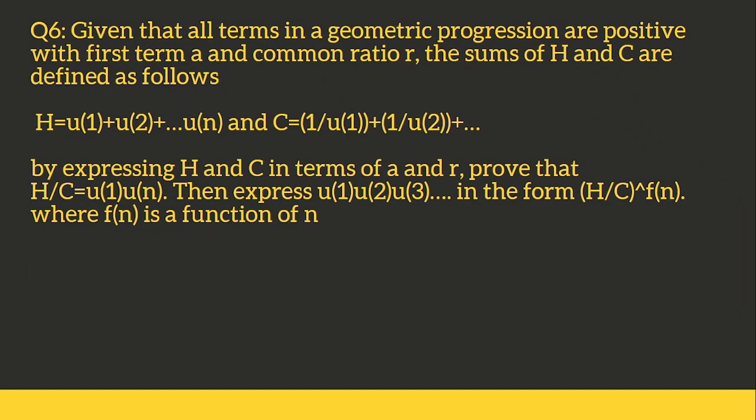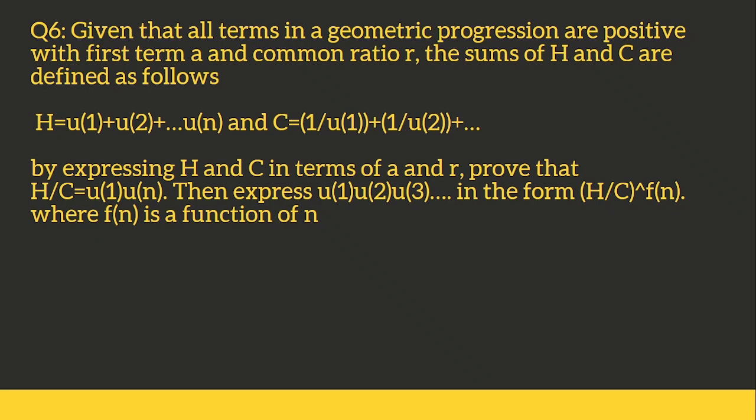This next question is quite interesting. So given that u1, u2, up to un are terms in a geometric progression with first term a and common ratio r, the sums H and C are defined as follows. H is u1 plus u2 all the way to plus un. Then C is 1 over u1 plus 1 over u2 and so on. By expressing H and C in terms of a and r, show that H divided by C is u1 times un, then express u1 times u2 times u3 and so on in the form of (H over C) to the power of f(n), where f(n) is a function of n.